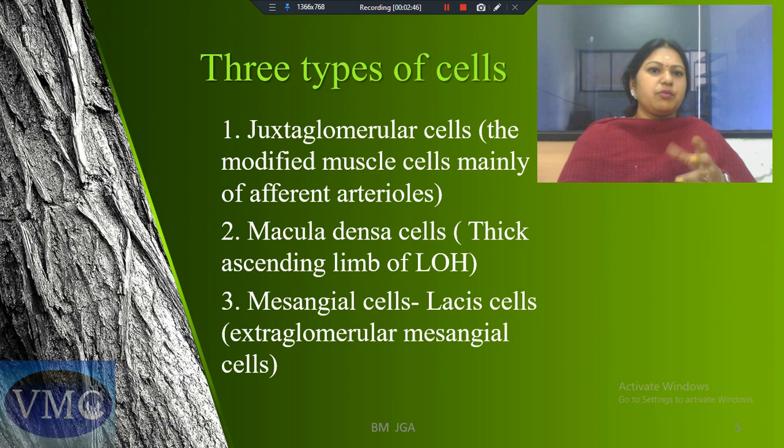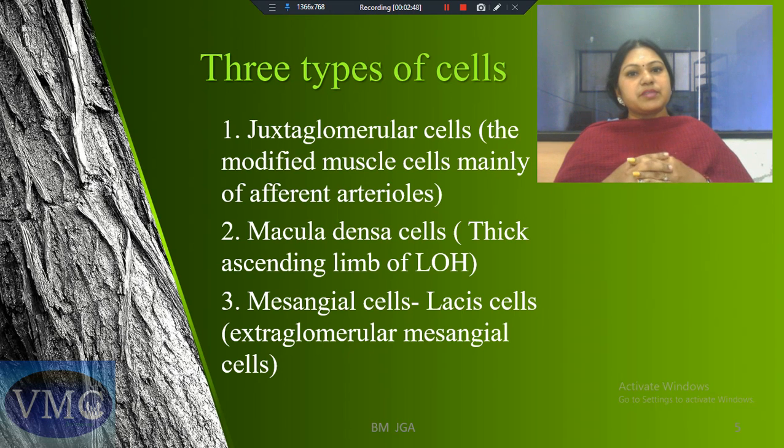Before that, what are the cells? There are three types of cells. Juxtaglomerular cells, which are modified smooth muscle cells of the afferent arteriole. Macula densa cells, which are the cells of the thick ascending limb of the loop of Henle. And the mesangial cells, which are present outside the glomerulus, and they are called extraglomerular mesangial cells.